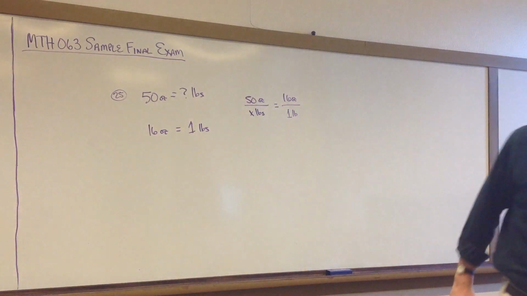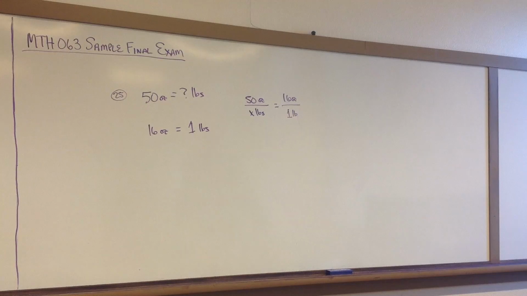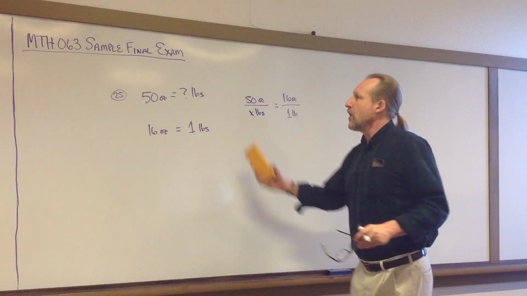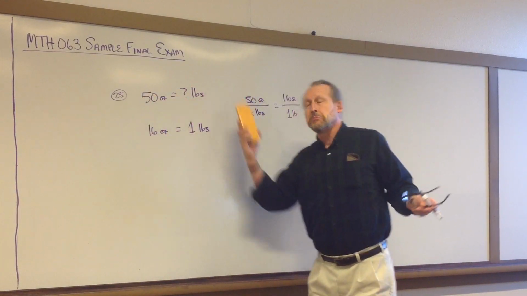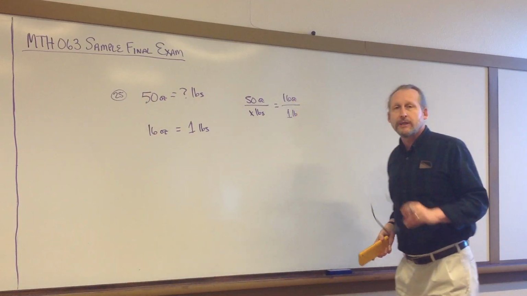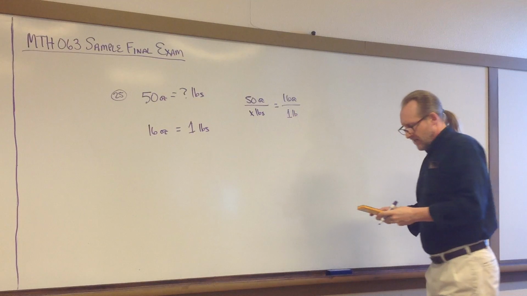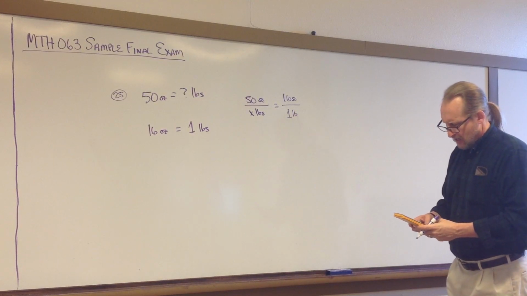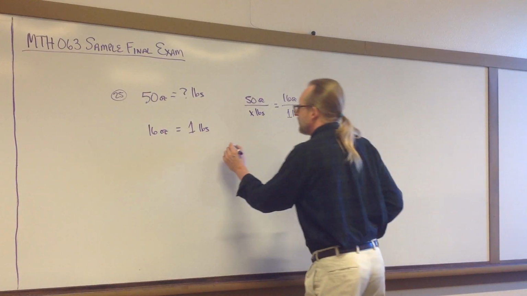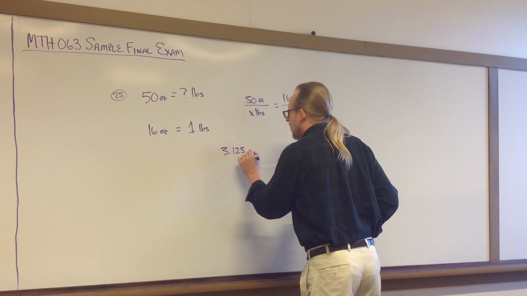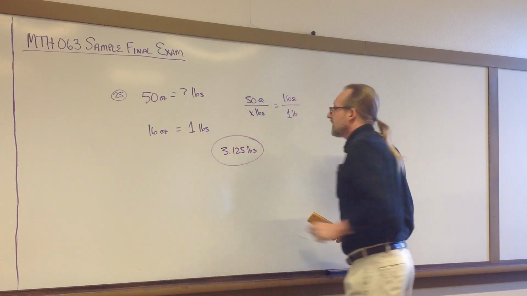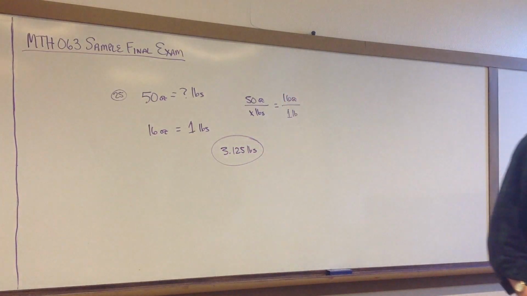Okay, so we could do 50, and again, you don't have to make this proportion. If you know whether to multiply or divide over here, just go ahead and do it. This is a good way to double check yourself. So you're going to go 50 times 1 divided by 16, and so that's 3.125. And again, don't round off unless the problem asks you to round it off, 3.125.